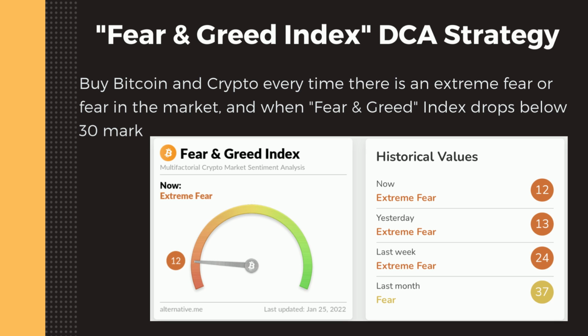It doesn't have to be after a week or 2 weeks. So it could be very random. However, every time you see this indicator is below 30, then you just invest. You can do that with $50 every time.